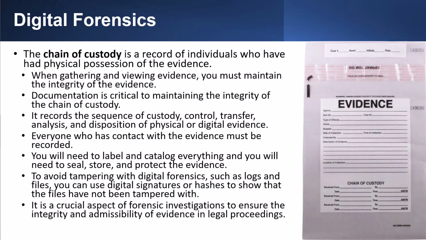The chain of custody is a record of individuals who have had physical possession of the evidence. When gathering and viewing evidence, you must maintain the integrity of the evidence. Documentation is critical to maintaining the integrity of the chain of custody. It records the sequence of custody, control, transfer, analysis, and disposition of physical or digital evidence. Everyone who has contact with the evidence must be recorded. You'll need to label and catalog everything, and you need to seal, store, and protect the evidence.